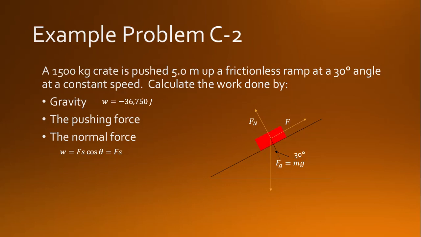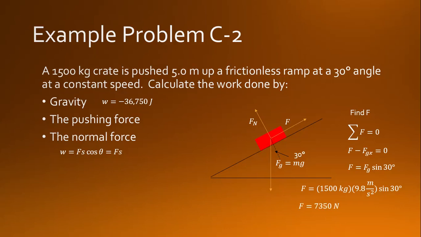So next step, we'll go with the pushing force. The pushing force is pretty easy. The pushing force times the displacement. We know the displacement, 5 meters. So I'm going to find the pushing force. And this is where I use Newton's first law to figure that out. The pushing force has to be equal to the x component of the gravitational force. Well, the way to do that would be gravitational force times sine of 30. So I can calculate how big F is, 7,350 newtons. And then I can calculate the work done, 7,350 times 5, and I get 36,750 joules is the work done by the pushing force.